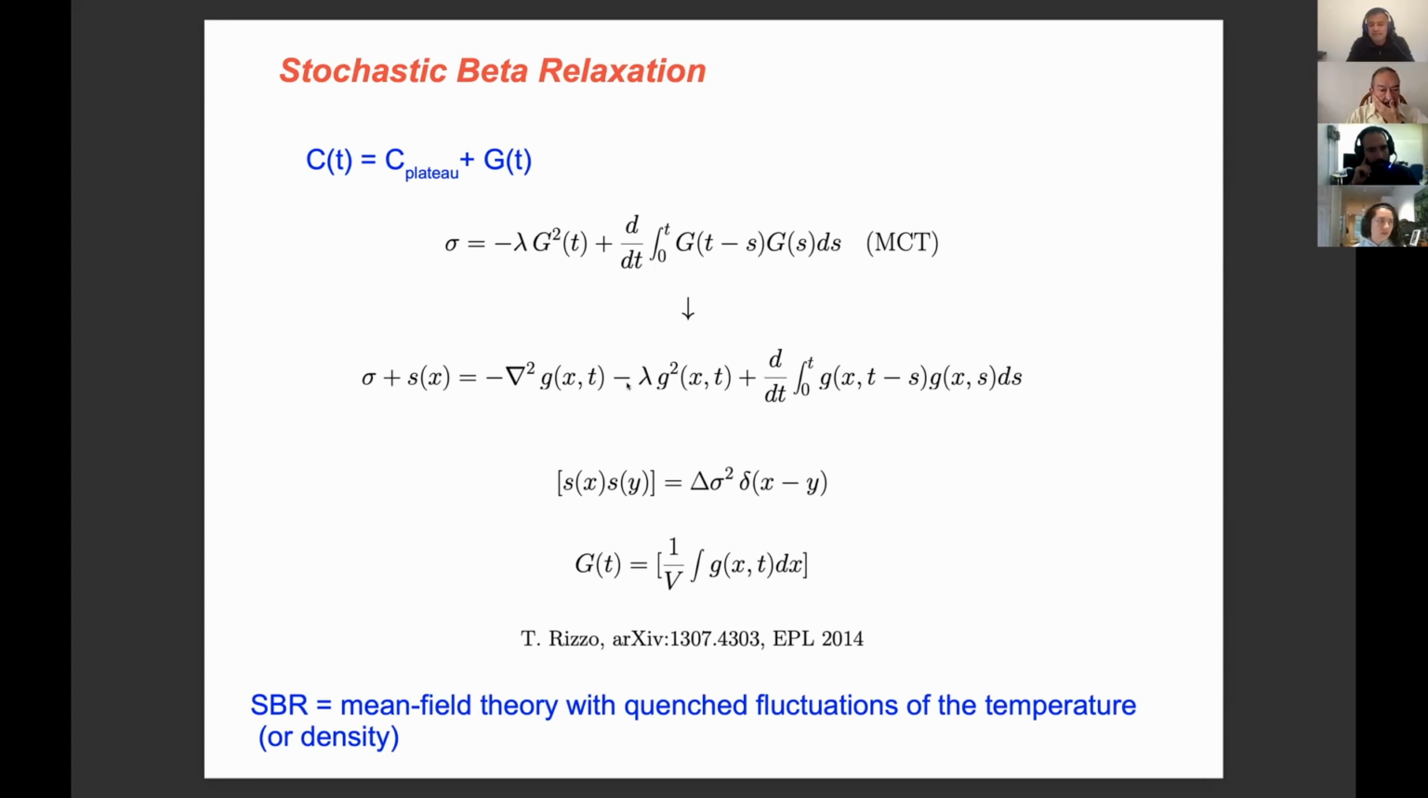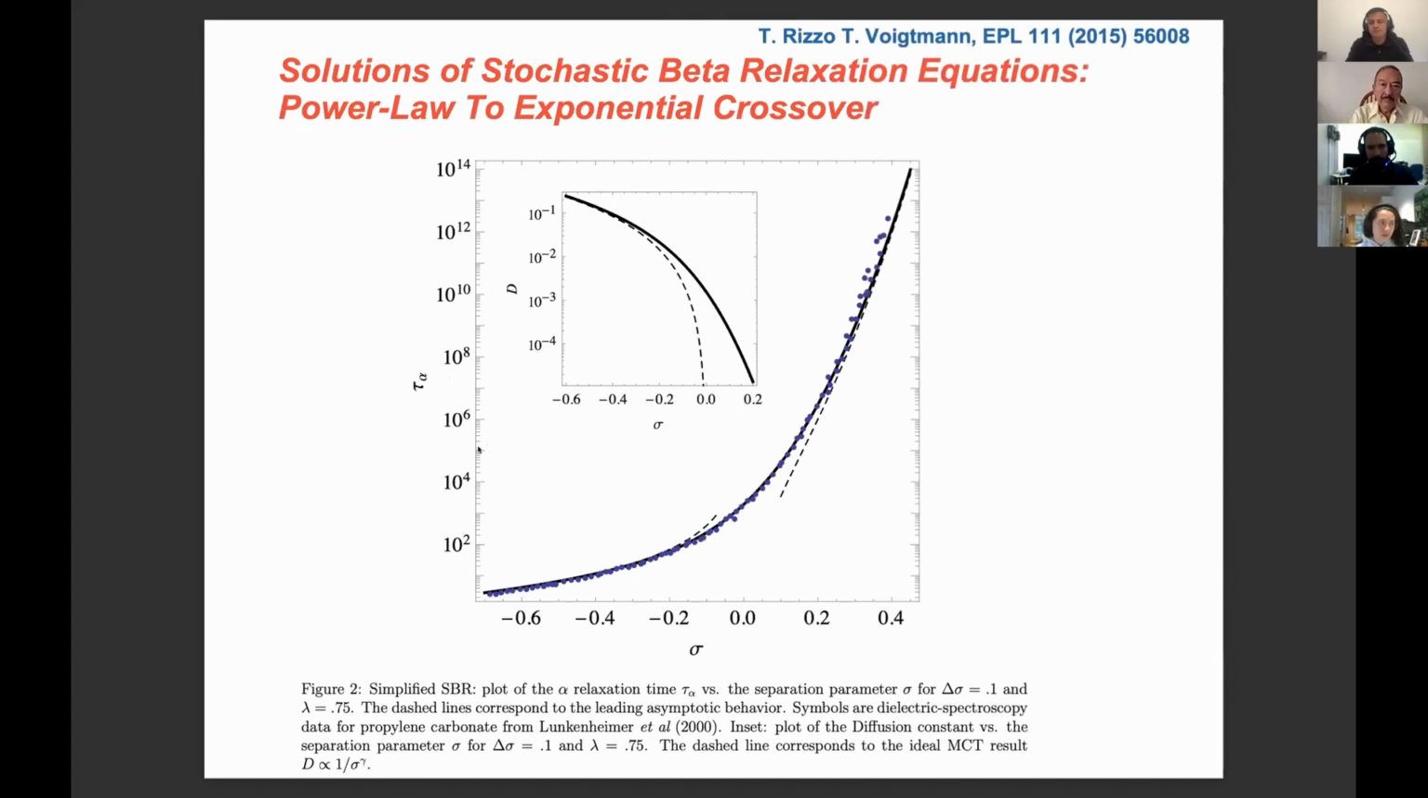But you can also understand within this equation why you have also a kind of crossover. So let me show you, in this case the black continuous line is the prediction by stochastic beta relaxation for the alpha relaxation time. So within MCT you would have a divergence here at sigma equal to 0, while instead stochastic beta relaxation removes the divergence, but it leads you to a much more pronounced increase of the relaxation time. And it accounts essentially for fragility, and indeed it can fit very nicely the behavior of the alpha relaxation time for a fragile liquid.